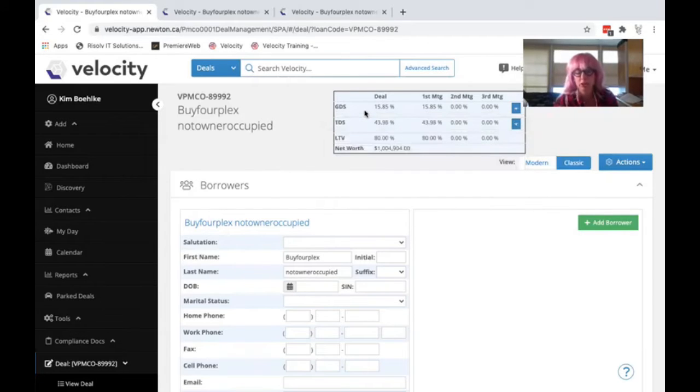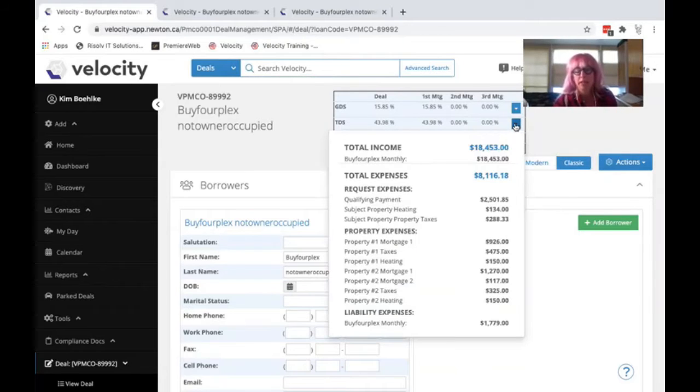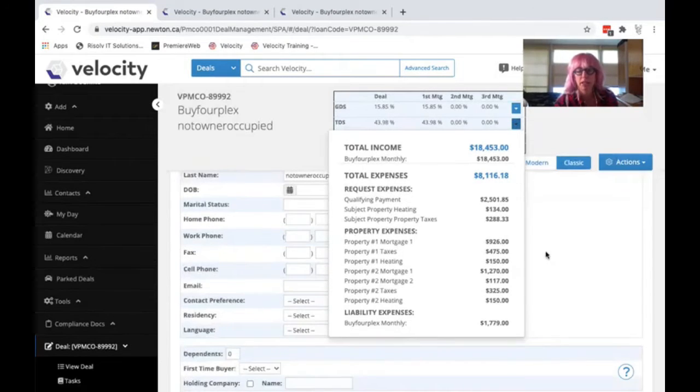So in all these scenarios, it's quite low. What this client has a problem with is the total debt service. And the reason they have a problem with that is because they own a property. So the property they live in, the mortgage, the taxes, and the heat go into the ratios. Their rental property, the mortgage, the taxes, and the heat also go into the ratios. And then of course the place that they're buying.